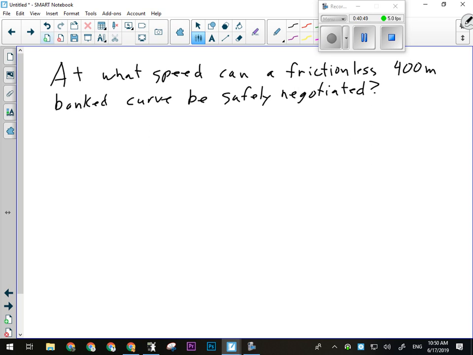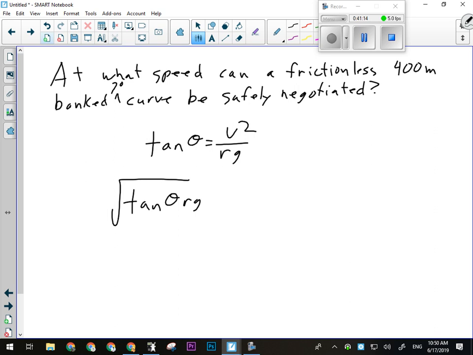Okay, so at what speed can a frictionless 400-meter bank curve at 7 degrees? Okay, I have to give you that, I forgot. So bank curve, so tan of theta equals v squared over r times g. Now we're looking for v. So we multiply both sides by r times g. So tan of theta times rg square rooted will give me v. So the tan of 7 times 400 times 9.81.